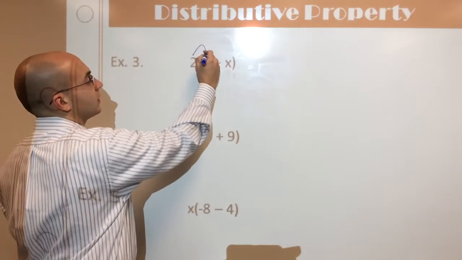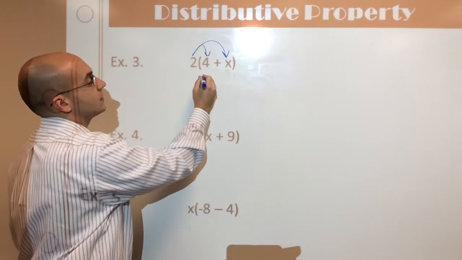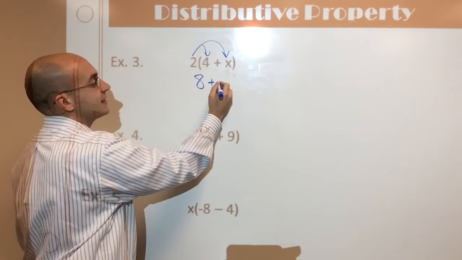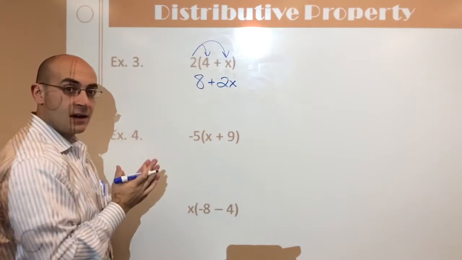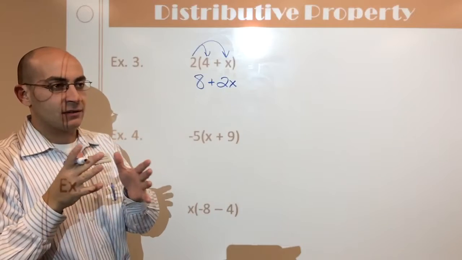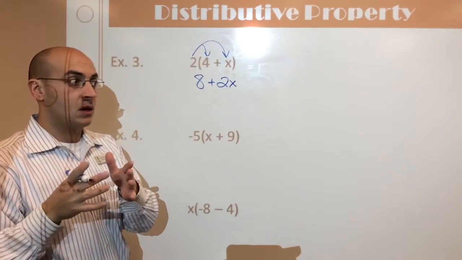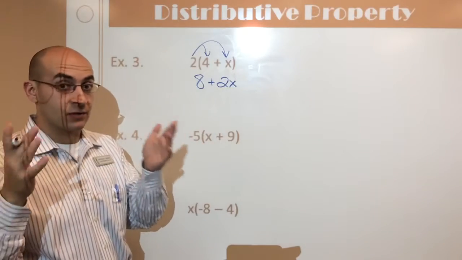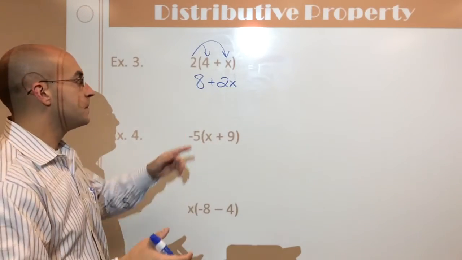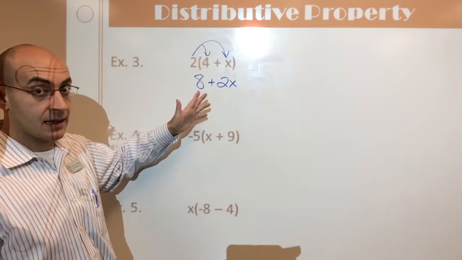2 is going to go to the 4, and 2 is going to go to the x. 2 times 4 is 8, and 2 times x is 2x. Put them together. Remember, addition and subtraction rules are very strict. I can only add or subtract things that are like. But multiplication rules are way more open. I can do whatever I want. I can multiply whatever I want to whatever I want. This is my final answer here. And again, I can't add these because they're not like.